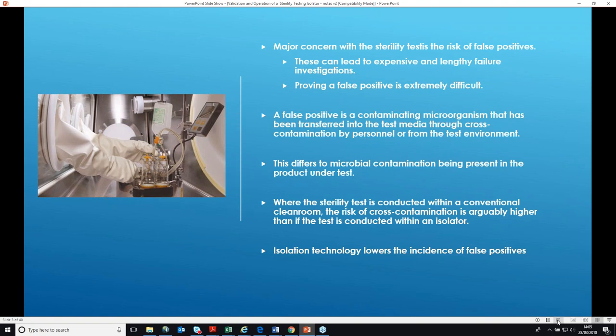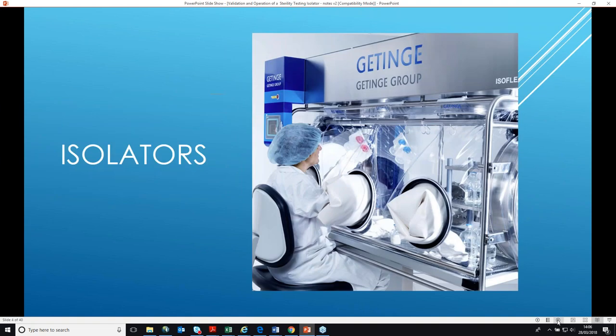Where the sterility test is conducted within a conventional clean room, the risk of cross-contamination is arguably higher than if the test was conducted within an isolator. Now, with the advent of isolator technology, it has, in theory, lowered the incidence of false positives. However, isolators themselves are not without their operational and qualification issues. And it's the operation and qualification of the isolator that is going to form the core part of this webinar. Okay, so we're going to have a look at the advantages of isolators for sterility testing and then lead into some of the operational issues that spring from it.